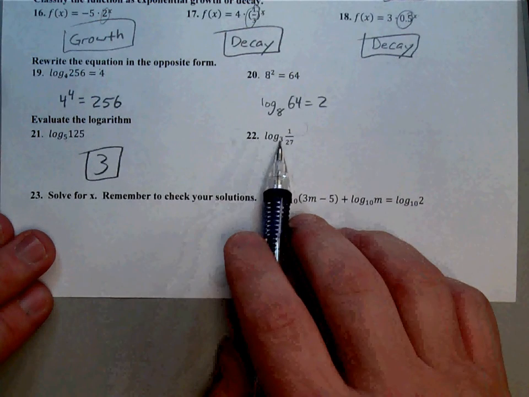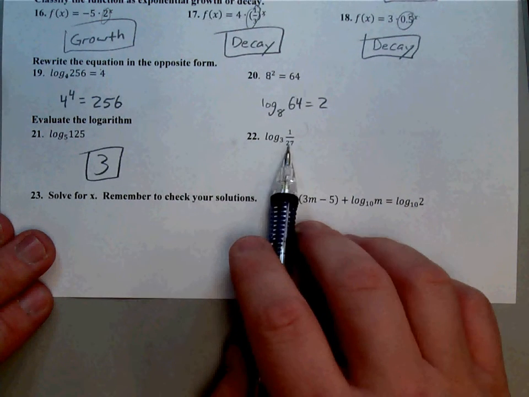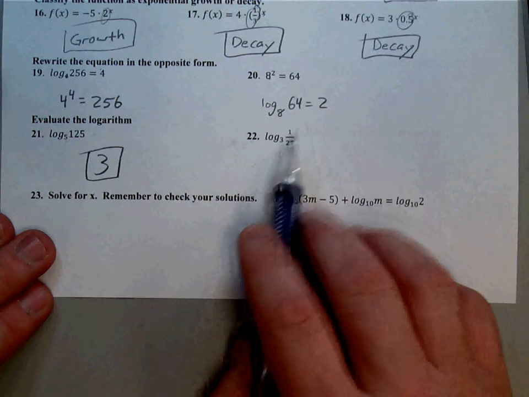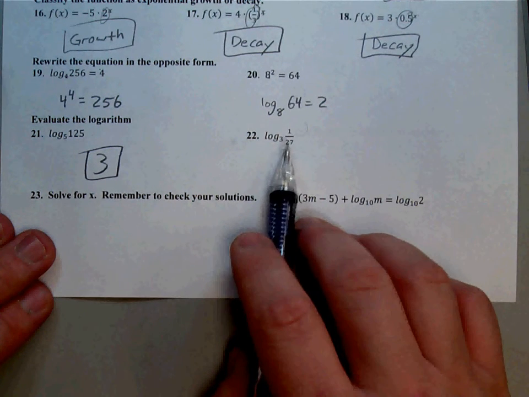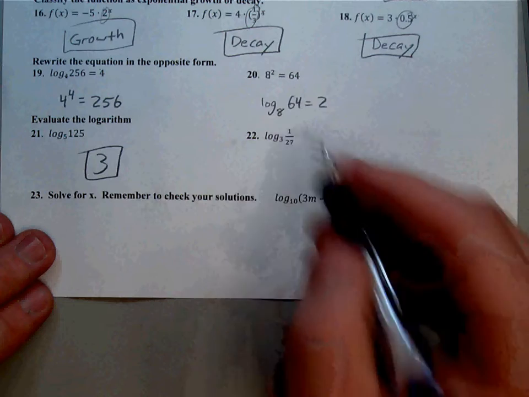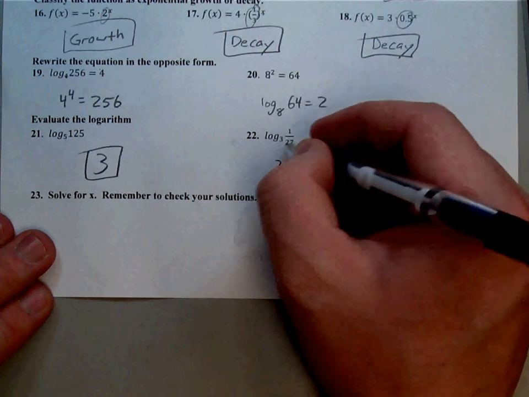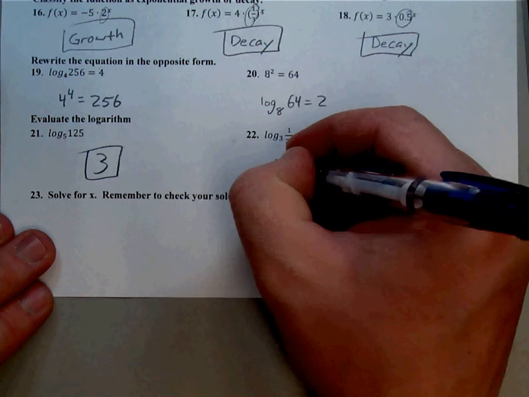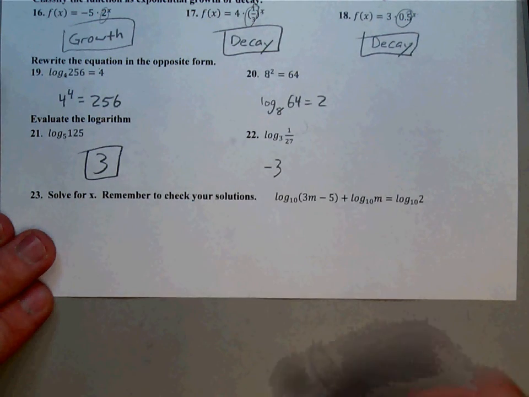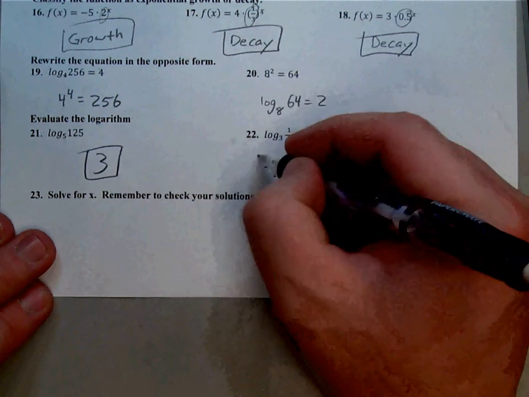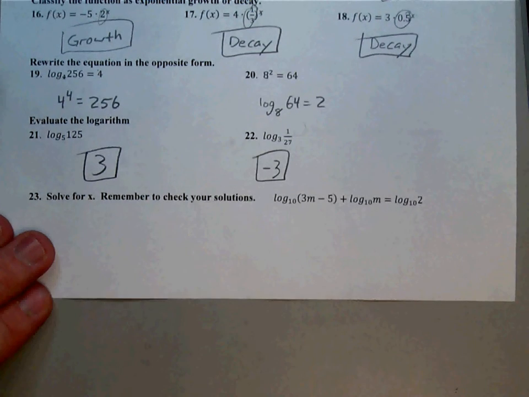Number 22, 3 to some power is 1/27. So ignore for a moment that it's a fraction. Think about 27. We have to raise 3 to a power to get 27. That is the third power. 3 to the third is 27. But the fact that it moved to the denominator means the exponent was negative. So the exponent 3 to something has to be 1/27. It's negative 3. 3 to the negative third is 1/27.